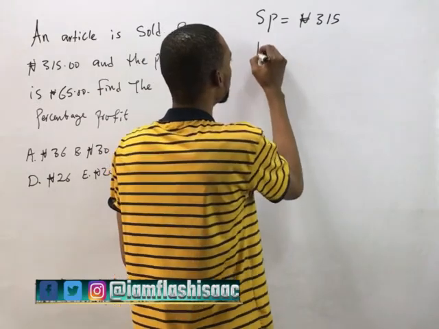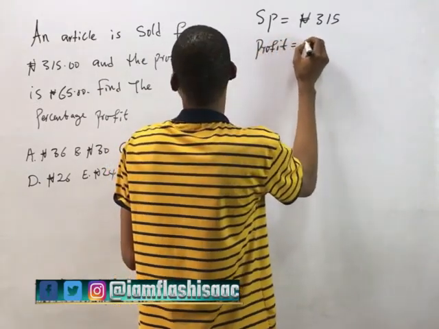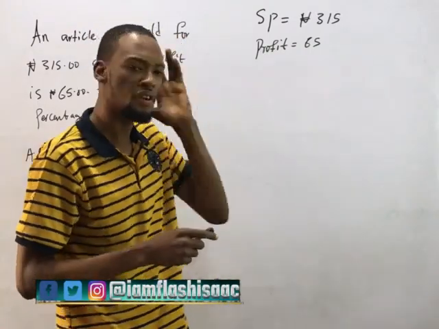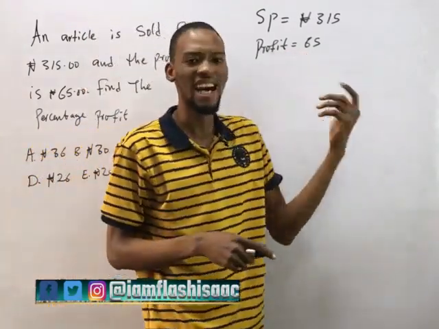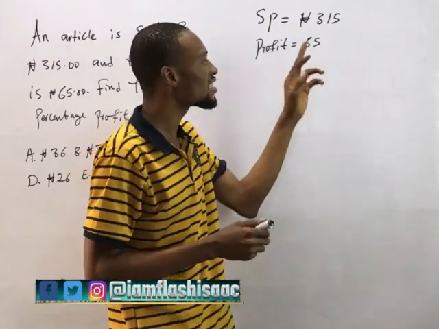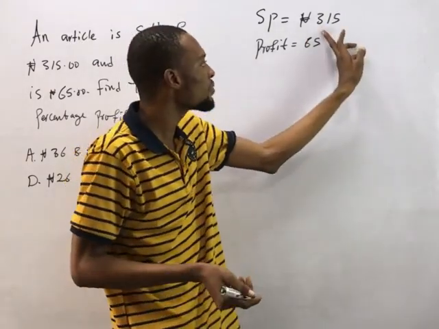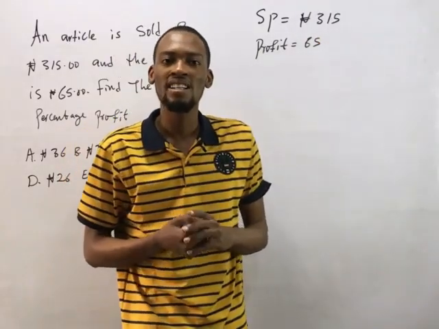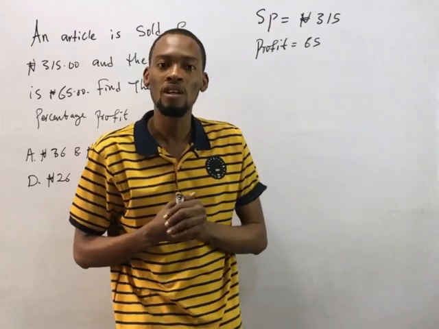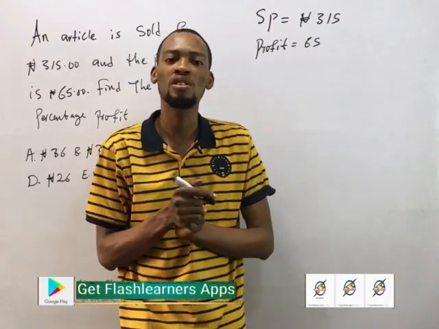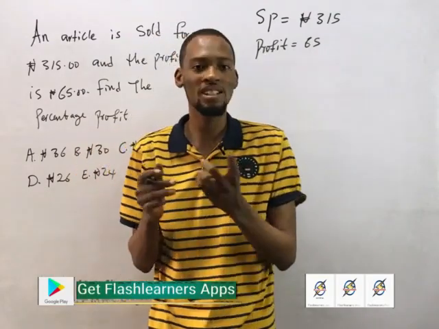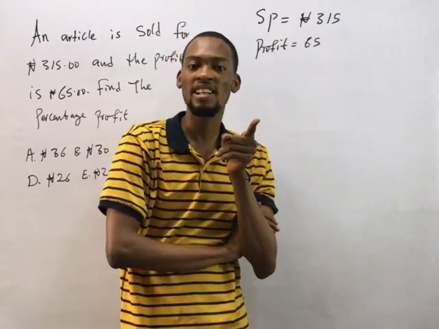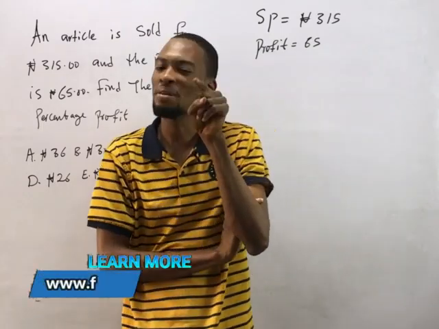315, right? Profit is 65. So take a look at this. If I sold something for 315 and I made a profit, that means the amount I bought it for is less than 315, right? Because out of this selling price, you made profit. Okay, let me put it this way. If I come to meet you and say I sold my phone for 120 naira, you now ask me, how much did you gain? And I tell you that I gained 20 naira. What will come to your mind? It means, okay, he bought the phone for 100 naira and now sold it for 120. That's why he made a profit of what?